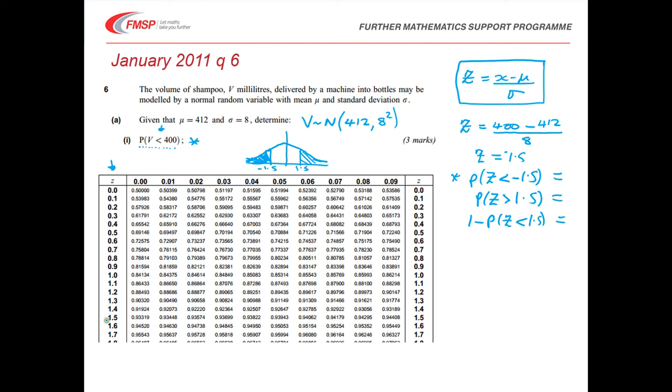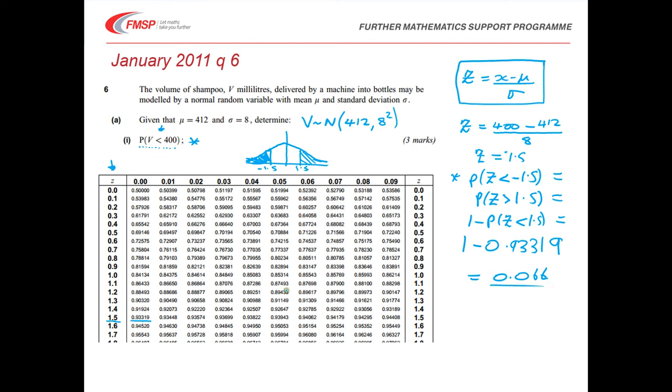So 1.50 is what we're looking for. There's 1.50, and that gives me that probability there. To calculate this, it's going to be 1 minus 0.93319, which is going to give me a value of 0.0668, or 0.0667, depending on your accuracy and things like that.